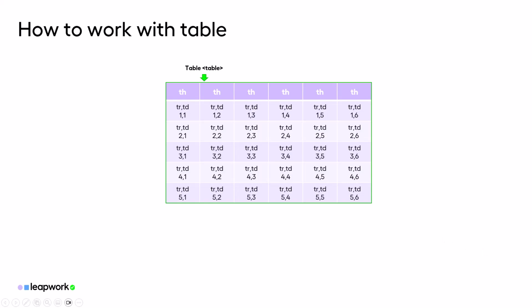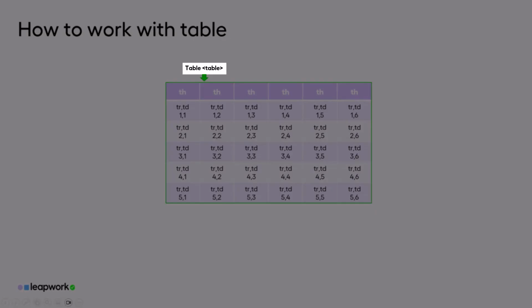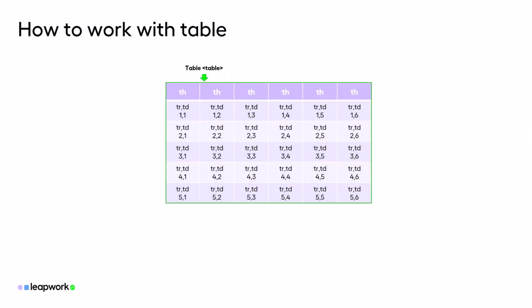Before we start, let's learn about how a table is structured and organized. A table is made up of different elements. The main element is called the table element, which is represented by table. It acts as a container for all the other elements in the table.